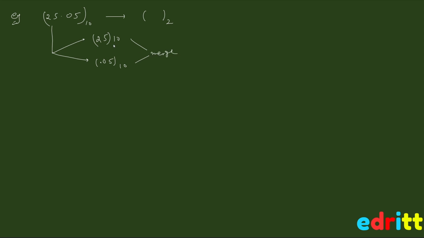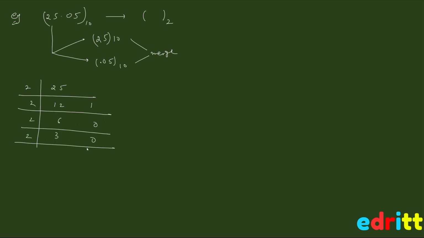Now I know how to calculate 25 base 10. I also know how to calculate 0.05 base 10 to binary. I'll try to do that. So 25 I'll put over here: 25 divided by 2 is 12 remainder 1, 6 remainder 0, 3 remainder 0, 1 remainder 1, and then 0 remainder 1. I'll go downside up, and it will be 11001 base 2.